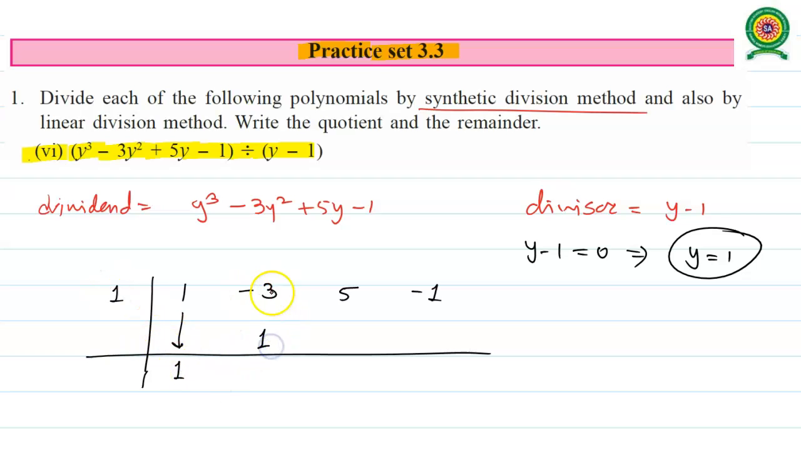1 ones are 1. Minus 3 plus 1 we have a minus 2. Minus 2 ones are minus 2. 5 minus 2 is 3. 3 ones are 3. Minus 1 plus 3 we have a 2, which becomes our remainder.